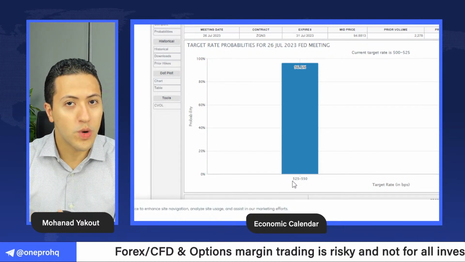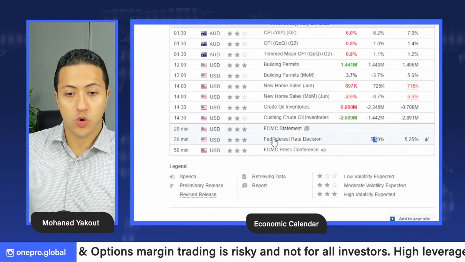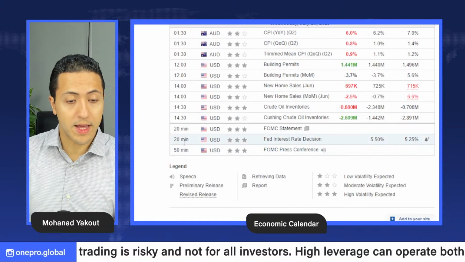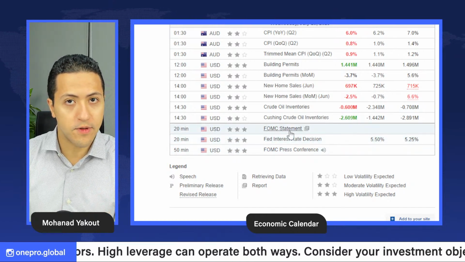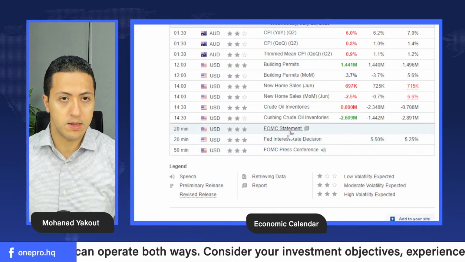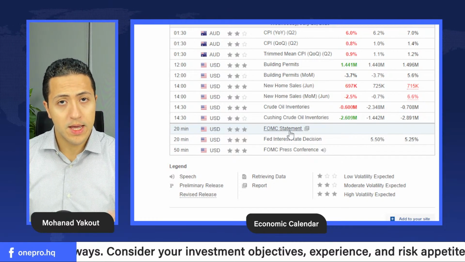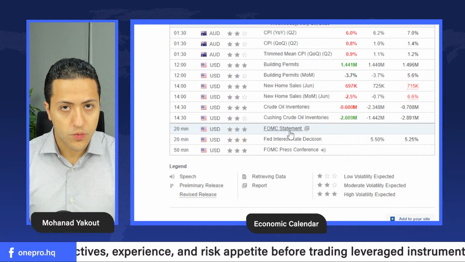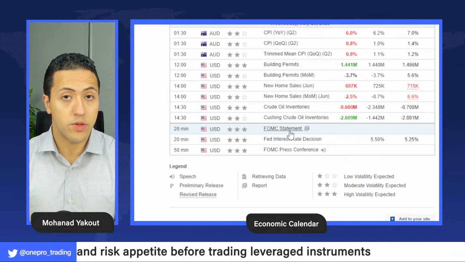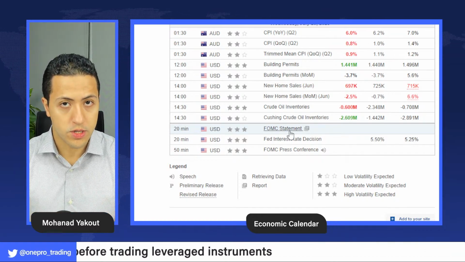However, what else do we want to see? Not only the federal interest rate decision, which will be announced in 20 minutes from now, but also after 20 minutes, we will have the FOMC statement. What is the FOMC statement? The FOMC is the Federal Open Market Committee, which is the committee in the Federal Reserve responsible for setting the monetary policy for the US economy.